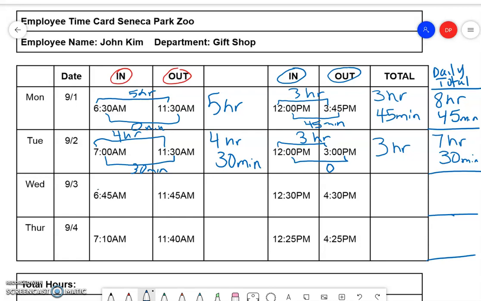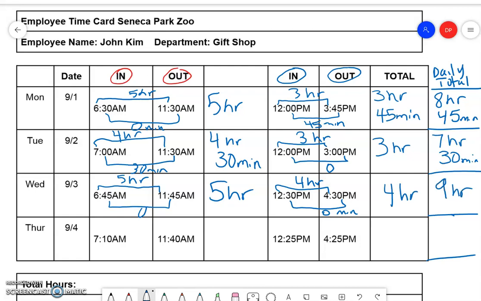On Wednesday, we went from 6 to 11, so that's going to be 5 hours right there. 45 to 45, that's 0 minutes. Makes it nice and easy. 5-hour shift in the morning, and in the afternoon, same kind of deal. 12 to 4 is 4 hours. Minutes match up, so that's 0 minutes.